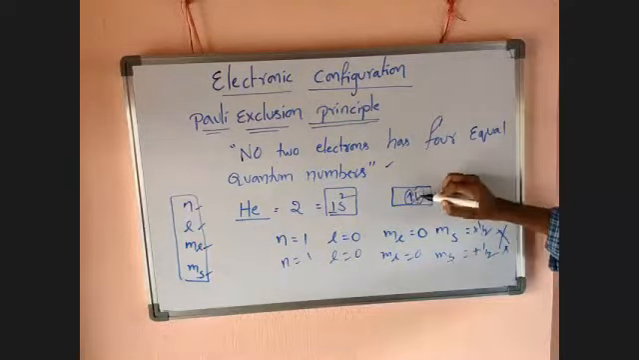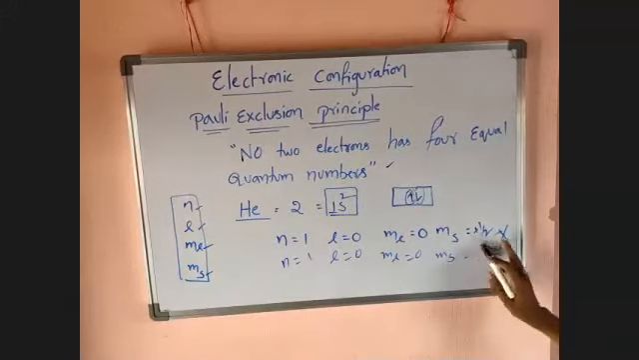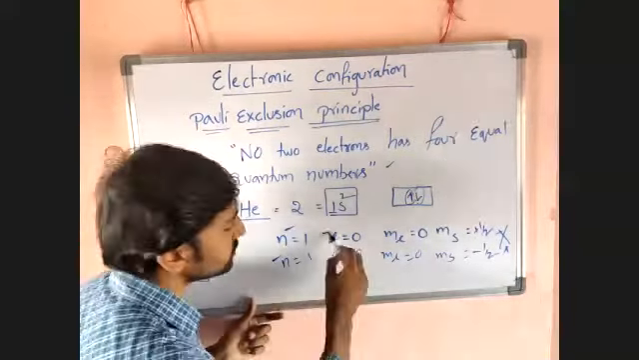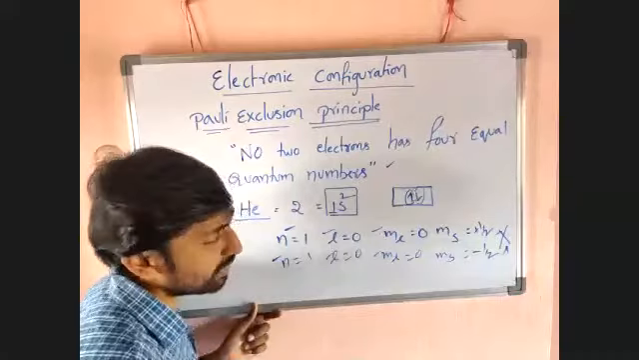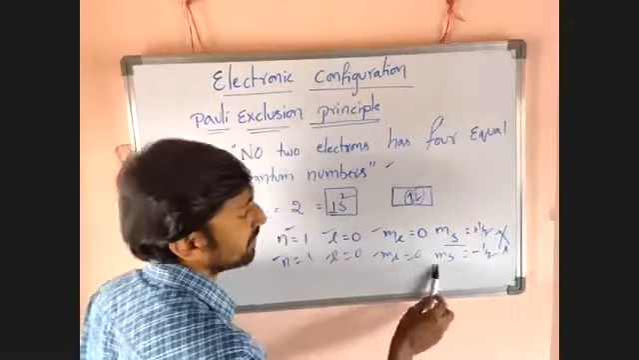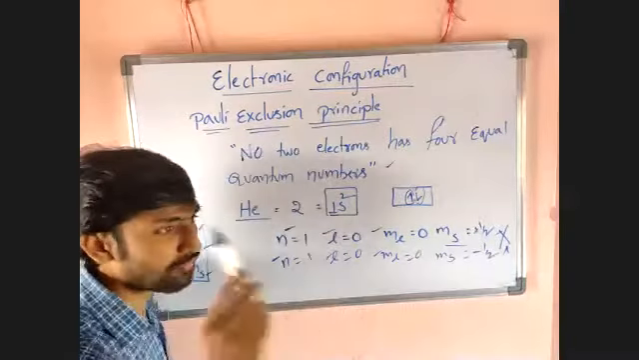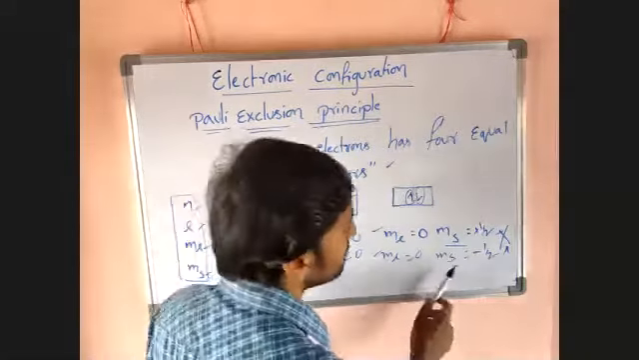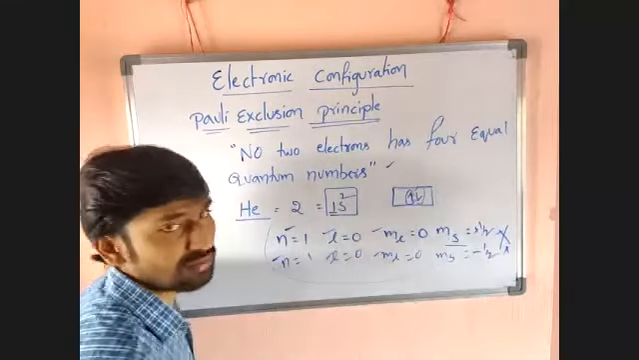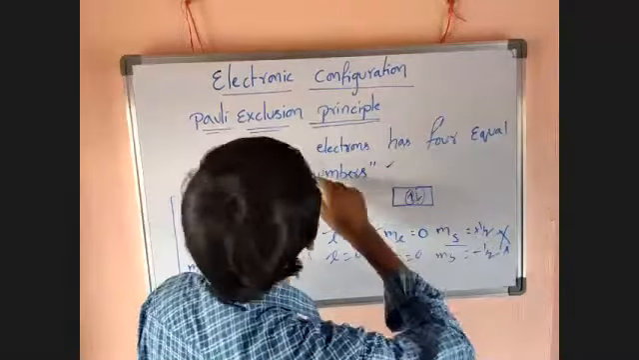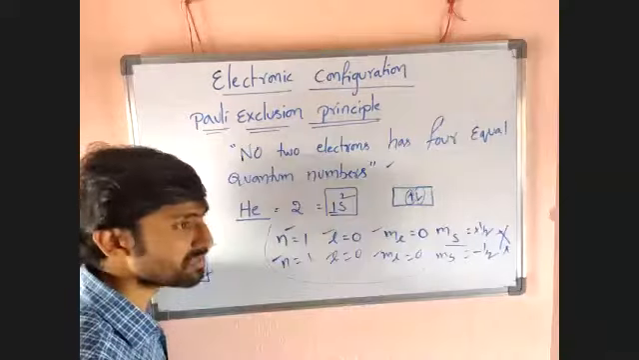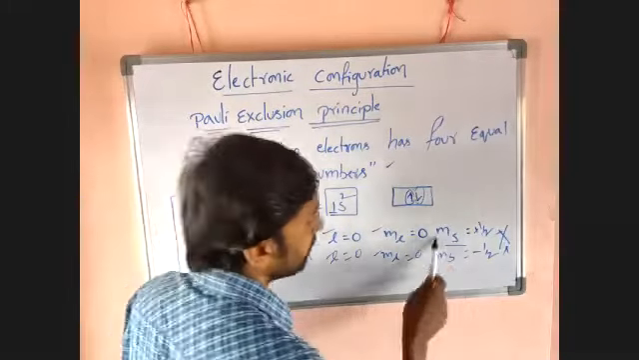One of the electrons is taken in the downward direction, so you can take that one as minus half. Now n, l and ml are equal for both, but the ms value is different. For one electron, ms value is plus half. For the other electron, ms value is minus half. These 3 are equal, but this one is not equal. So these 2 electrons do not have 4 equal quantum numbers. At least the ms value differs.